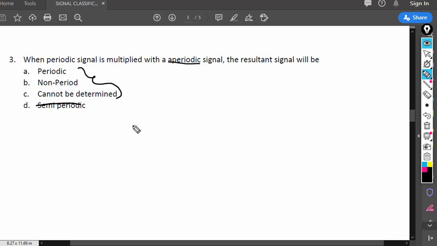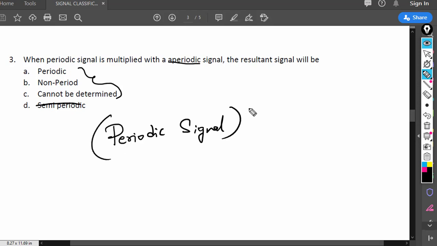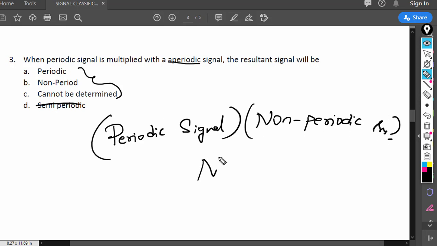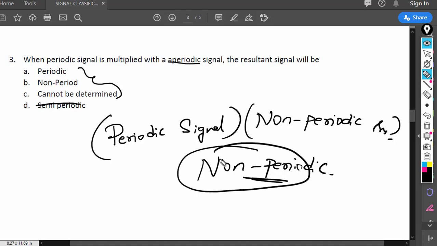So we have a condition: whenever a periodic signal is multiplied with a non-periodic signal, then the signal will be non-periodic. Whenever a periodic signal is multiplied with a non-periodic signal, the resultant signal will be non-periodic. So therefore, the correct option is option.